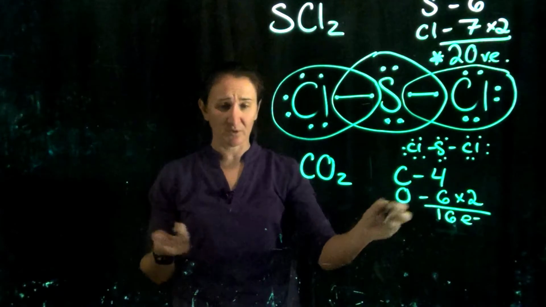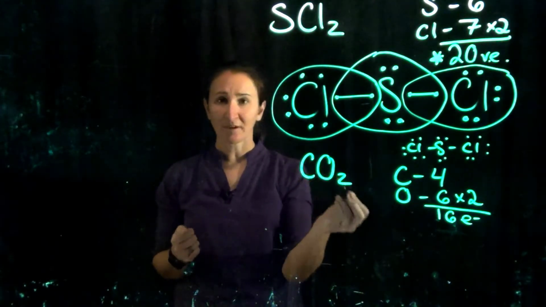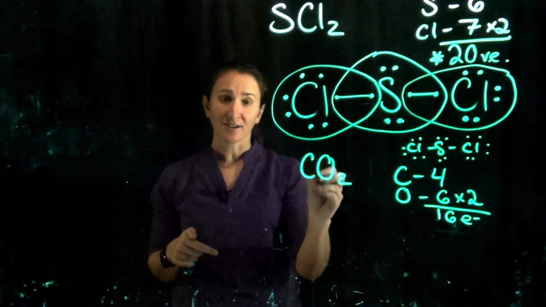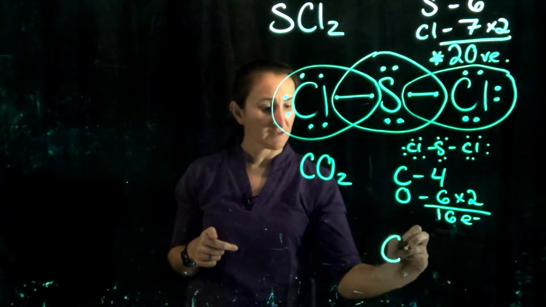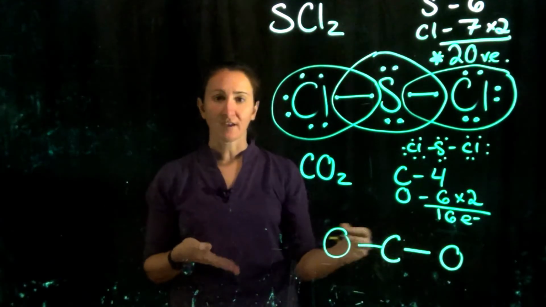So now that I've determined the number of valence electrons on carbon dioxide, I can draw the skeleton. It doesn't matter which one you do first, but you're going to have to do them both. So my skeleton could either be carbon in the middle or oxygen, but you want to put the least electronegative in the middle. So it is not oxygen, it is carbon. So carbon goes in the middle, oxygen goes on both sides of it. So now we've got this structure.